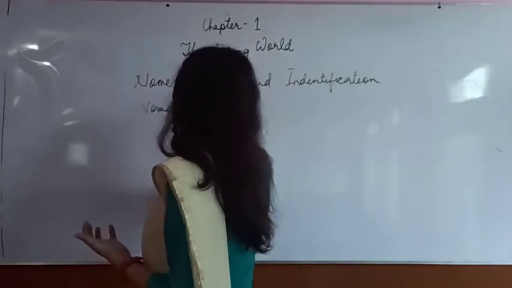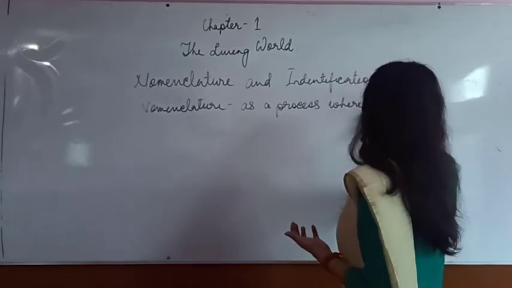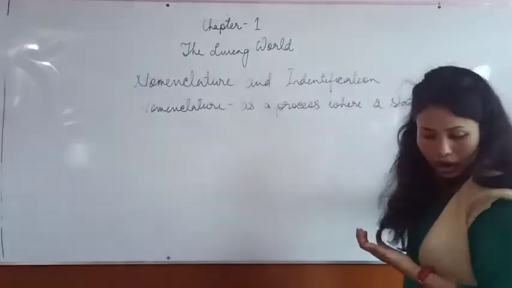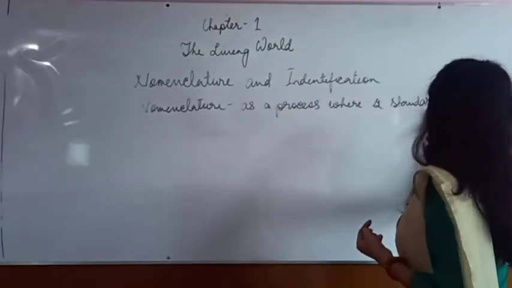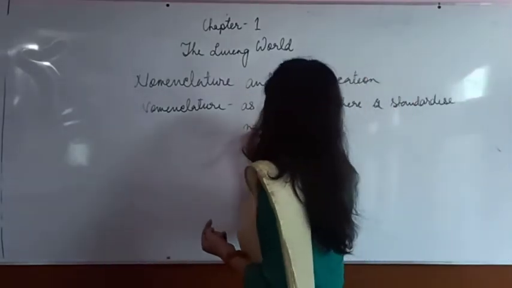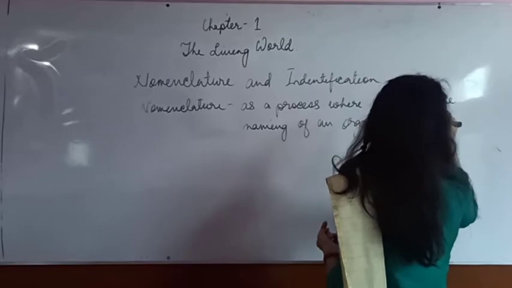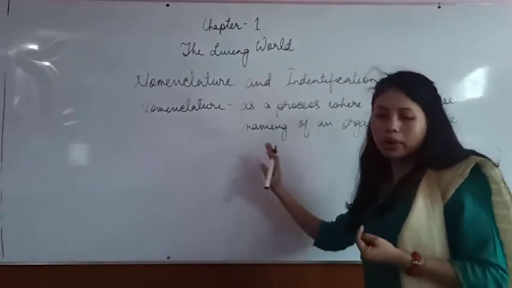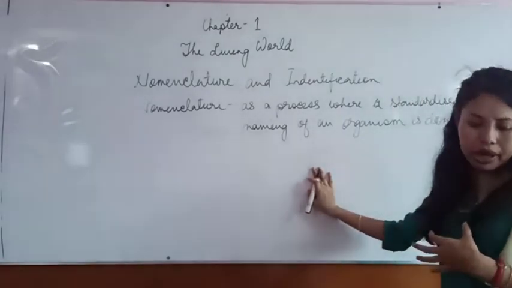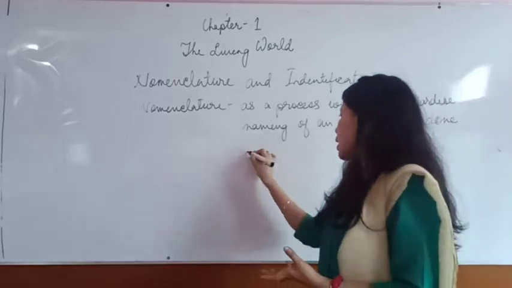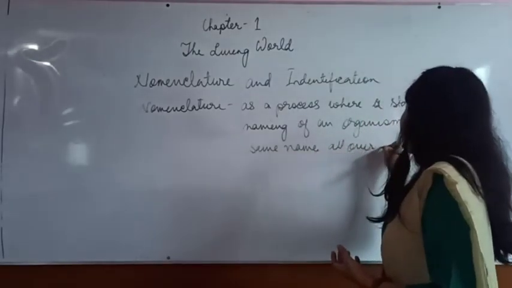So nomenclature can be defined as a process where standardized naming of an organism is done. So nomenclature is when we try to name an organism in a standardized form, which will have the same name, and it will be recognized by the same name all over the world.